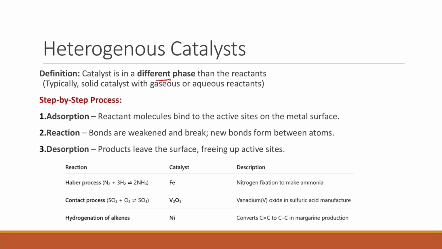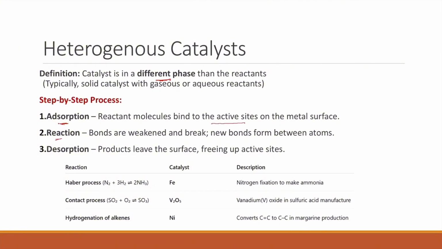So how does it work as a heterogeneous catalyst, or as a solid catalyst with a different phase from the reactant? There are three stages here for a heterogeneous catalyst. The first one is the adsorption stage. In adsorption, the reactant molecules bind to certain active sites on the metal surface.